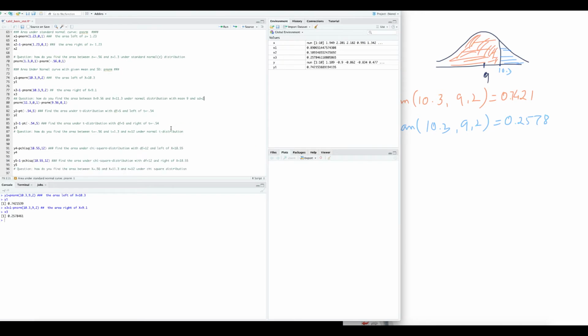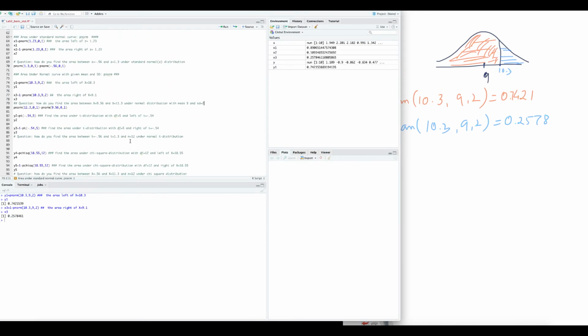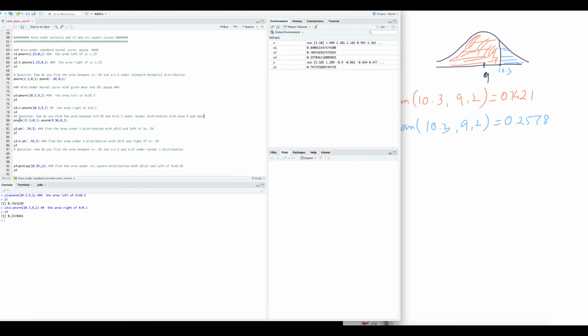Let's say that, okay. So we want to do exactly the same thing, same mean and standard deviation, but you want to find out the area between these two numbers, okay. So how do you do that? Basically you use that mean and standard deviation, 9 and then 2. So this is giving you all the area left of 11.3, and this will give you all the area left of 9.56, right? So if you subtract that, what is happening there is this, right?